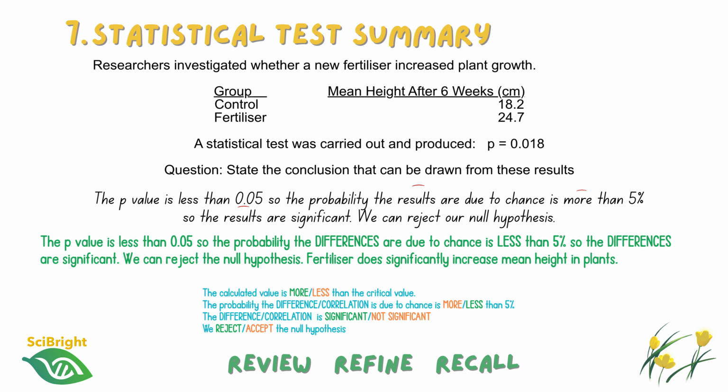Now, the second problem with this answer is the statement relating probability to chance. A p-value being less than 0.05 means the probability the differences are due to chance is less than 5%, not more.